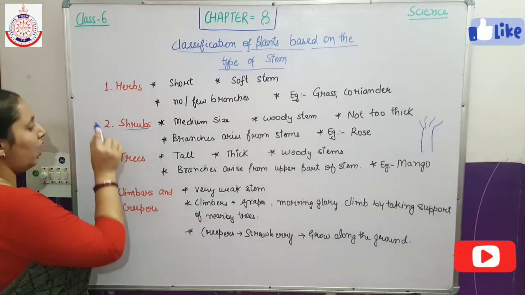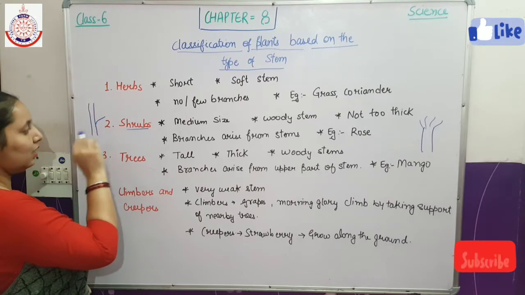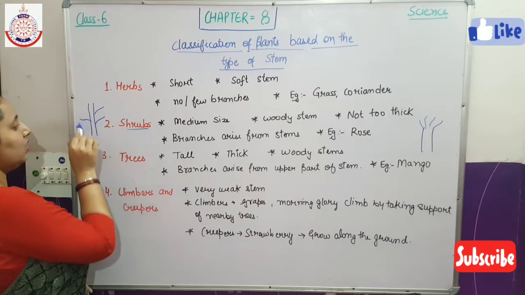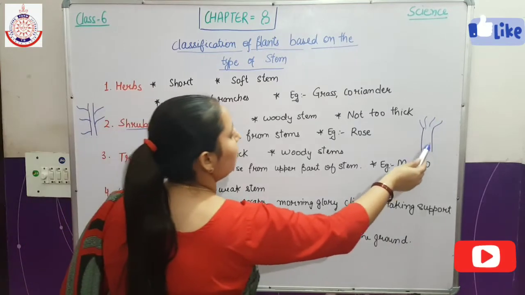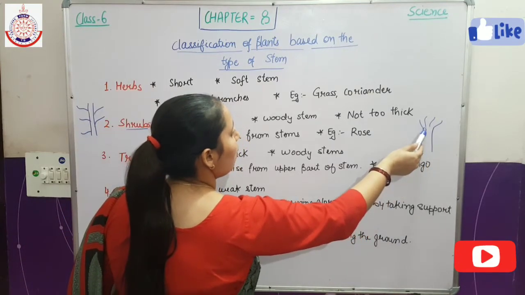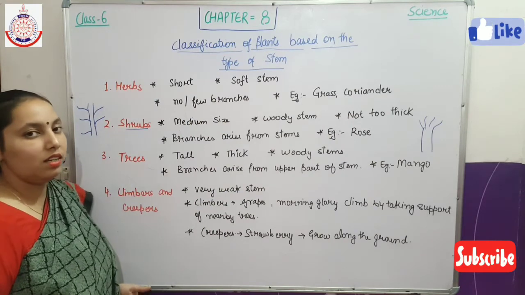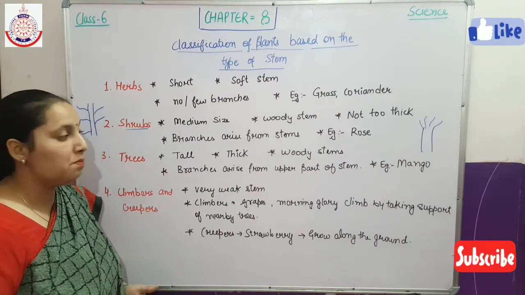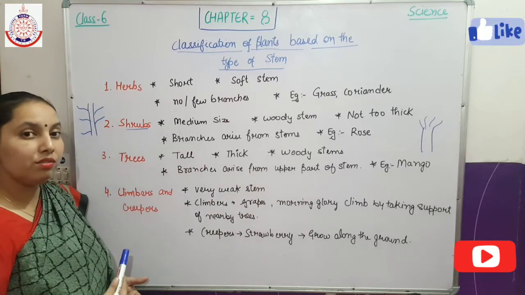In case of shrubs, branches जो है वो stem में से arise होती हैं, मगर trees के केस में क्या है, वो stem से arise नहीं होती, वो stem के ऊपर से arise होती हैं, right? Examples of the trees that you can give many. So here I have written mango, right? That is the example of tree.